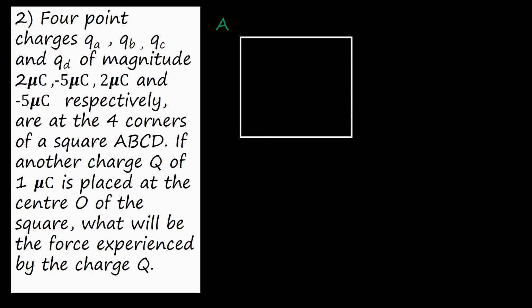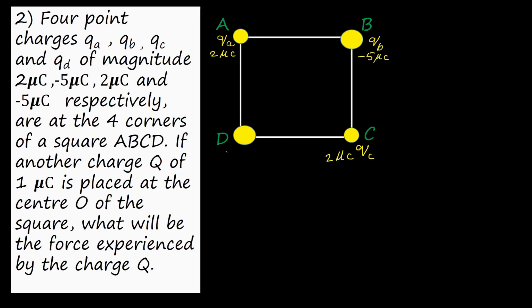This is the square ABCD. This is the charge QA at A. The magnitude is 2 microcoulomb. Let this be charge QB at B. Its magnitude is negative 5 microcoulomb. This is charge QC at C. Its magnitude is 2 microcoulomb. This is charge QD at D. Its magnitude is negative 5 microcoulomb.